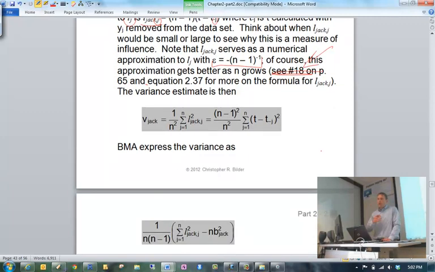So then, to estimate a variance, before we had V sub L, now we're going to have what we call V jack. V jack is 1 over n squared times the sum of these jackknife estimated empirical influence function values squared. Or in other words, n minus 1 squared over n squared times the sum over j from 1 to n of t minus t sub negative j, that quantity squared. So that's an estimate of the variance. Jackknives are used a lot in statistics to estimate variances.